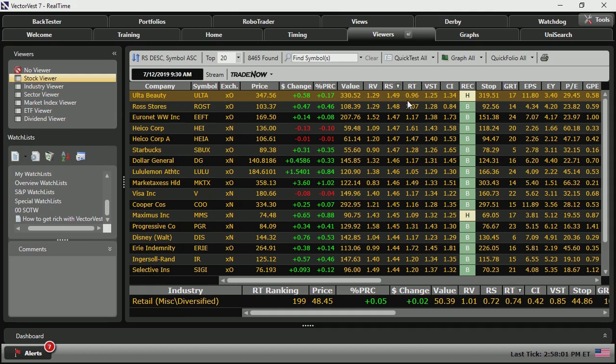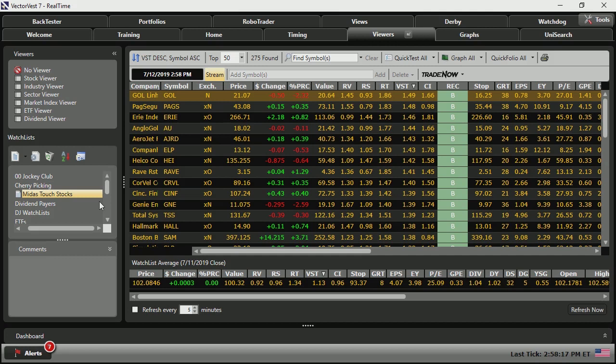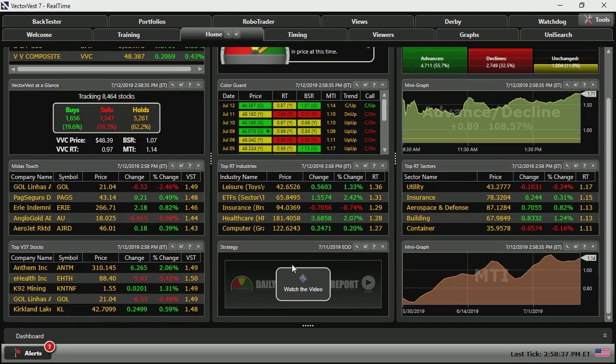If you're looking for more momentum, on the left-hand side at the top of the watchlist screen, you have the cherry picking folder and Midas Touch Stocks. These are great to find high momentum candidates. And now as well, if you're somebody who likes to trade hot stocks right now, every single night in the daily color guard report found on the homepage and the strategy box here, we give you a list of what stocks we feel are the hottest right now. So if that sounds like you and you like getting into hot stocks, make sure to tune into the Daily Color Guard Report each and every night.